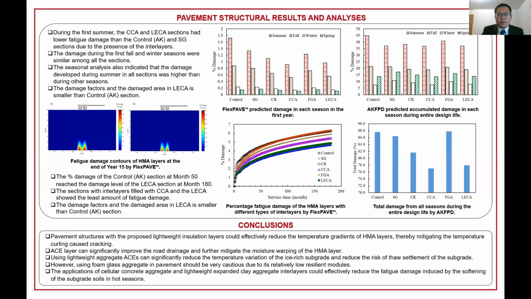However, using foam glass aggregate in pavement should be done very cautiously due to its relatively low resilient modulus. Cellular concrete aggregate and lightweight expanded clay aggregate interlayers could effectively reduce the fatigue damage and reduce the differential soil settlement of the subgrade soil in hot seasons.